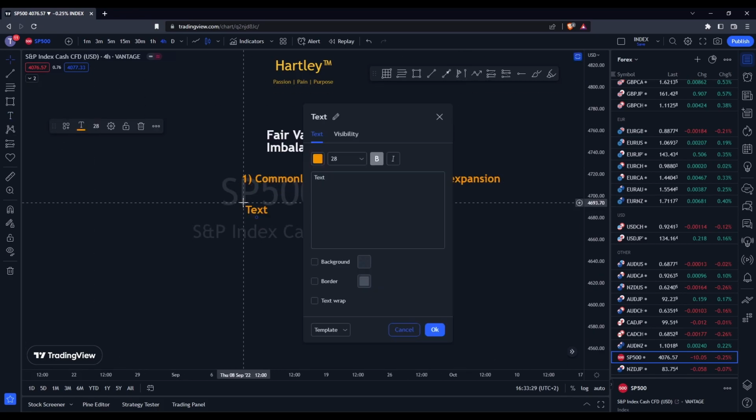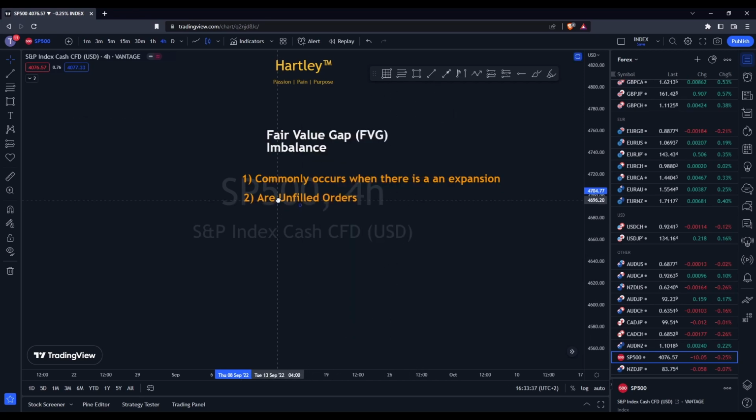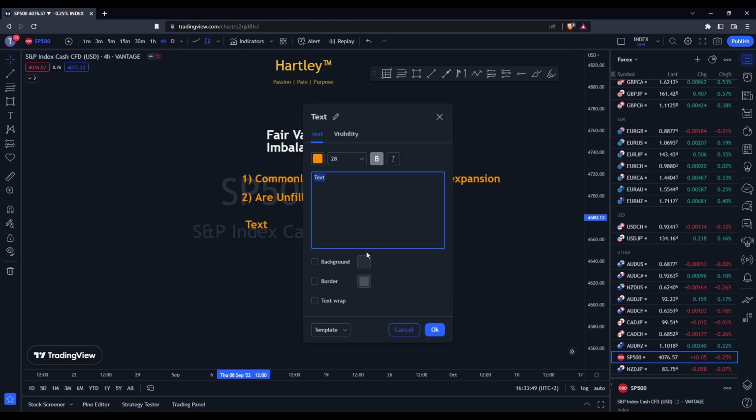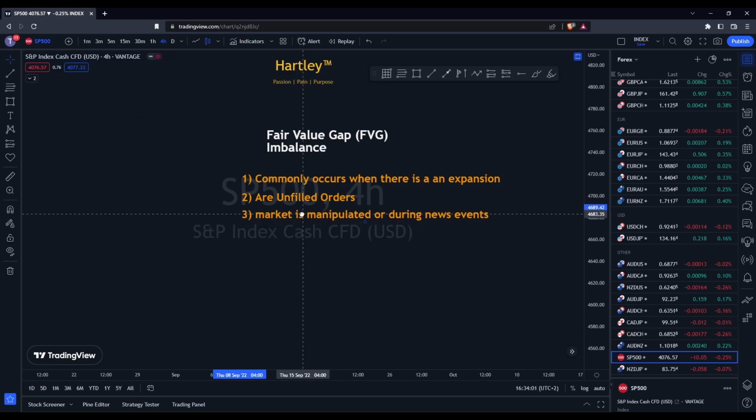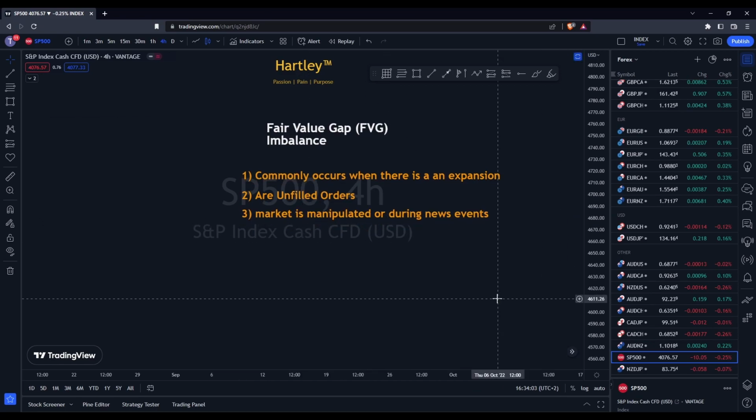The second thing that you're going to want to understand is that these fair value gaps are unfilled orders in the market, right? These orders are unfilled and they will remain unfilled until price goes back to that area of imbalance. Another way you can look at it is that these imbalances normally occur when the market is manipulated or during news events. That's when these imbalances can occur.